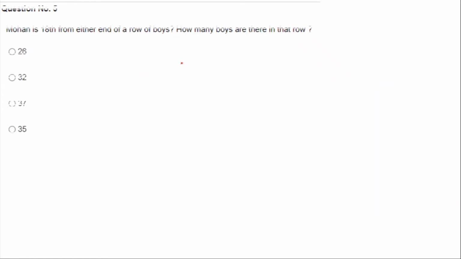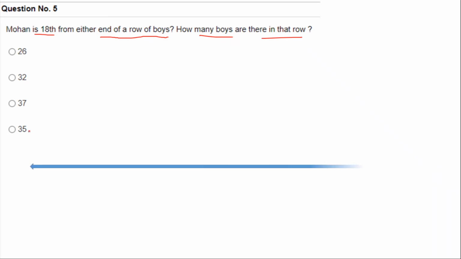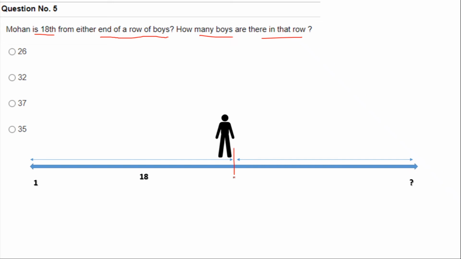Question number 5. Mohan is 18th from either end of a row of boys. How many boys are there in that row? Option 1 26, option 2 32, option 3 37, option 4 35. There is a row of boys, and let this be the first boy standing over here, and now we have to find out how many boys there are. We know that Mohan is standing here at position number 18. So from here till Mohan there are 18 boys. It is also told here that he is 18th from either end.